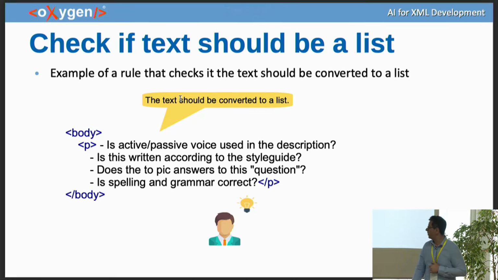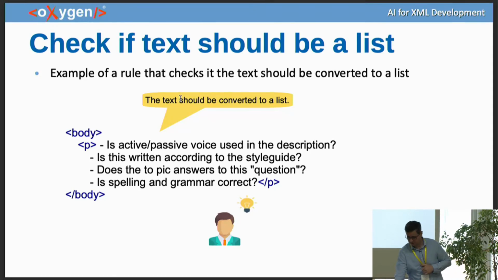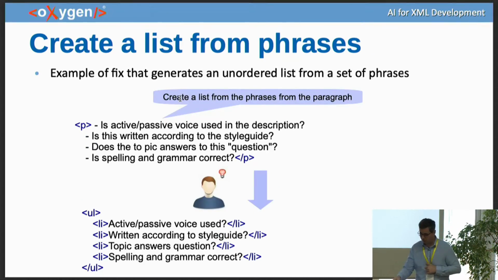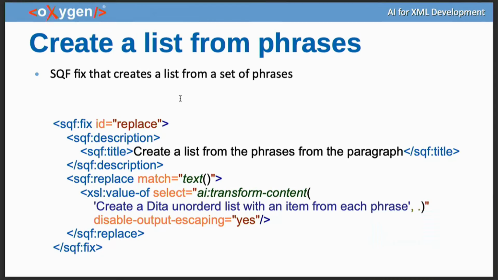And another example would be with structure. If you have a list and you want to generate the structure list here, you can use AI to generate this structure also from a quick fix. So you can use the transform content function this time and say, okay, I want to create another list with an item from each phrase. And I disable the output escaping here because I want to get the structure inserted in the document, not as text.